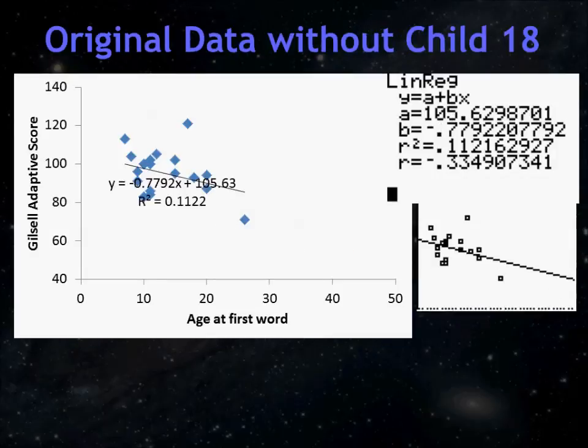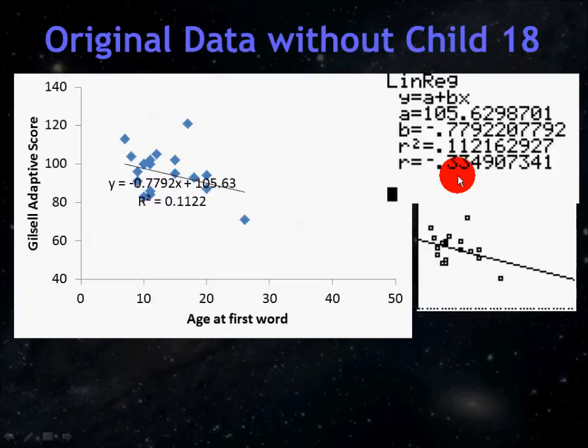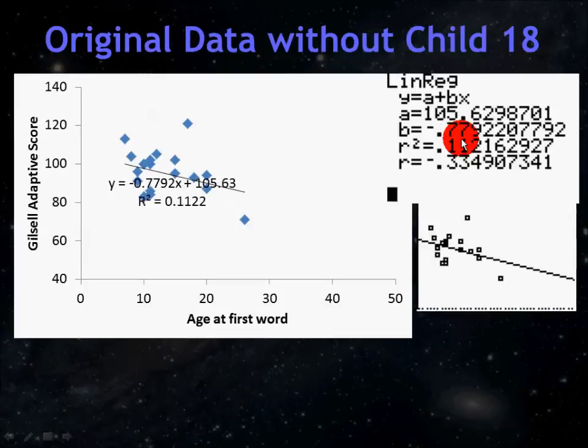And if you take a look at the difference, wow. Well, the line's a lot shorter, which makes sense because now your domain of X is a lot narrower. But take a look at what happened to R. It went from negative 0.64 to negative 0.33. That's a huge difference. Take a look at the slope of the line. It went from negative 1.127 all the way down to negative 0.779.